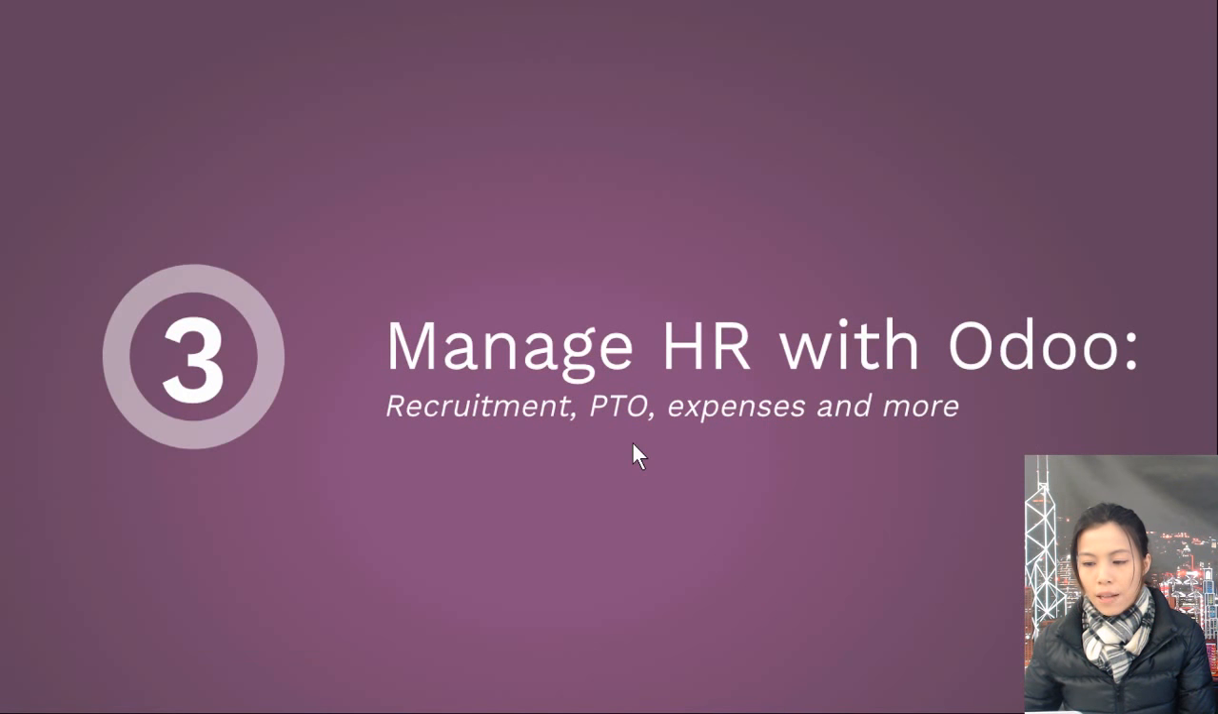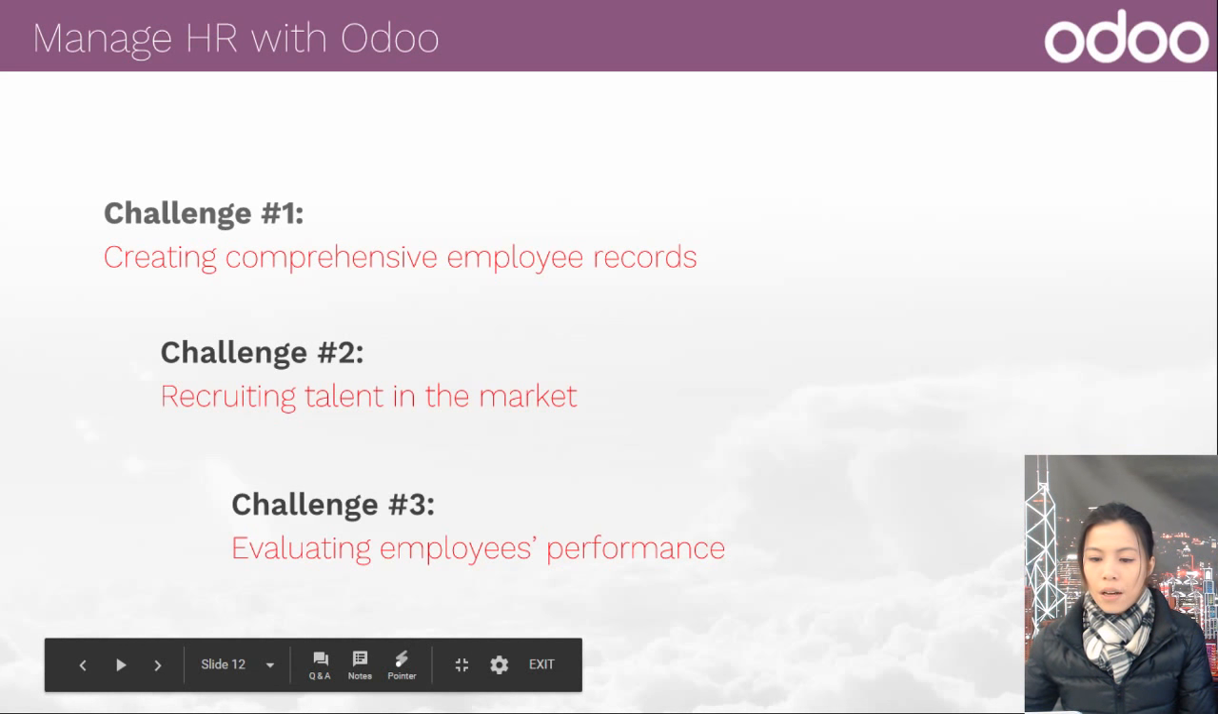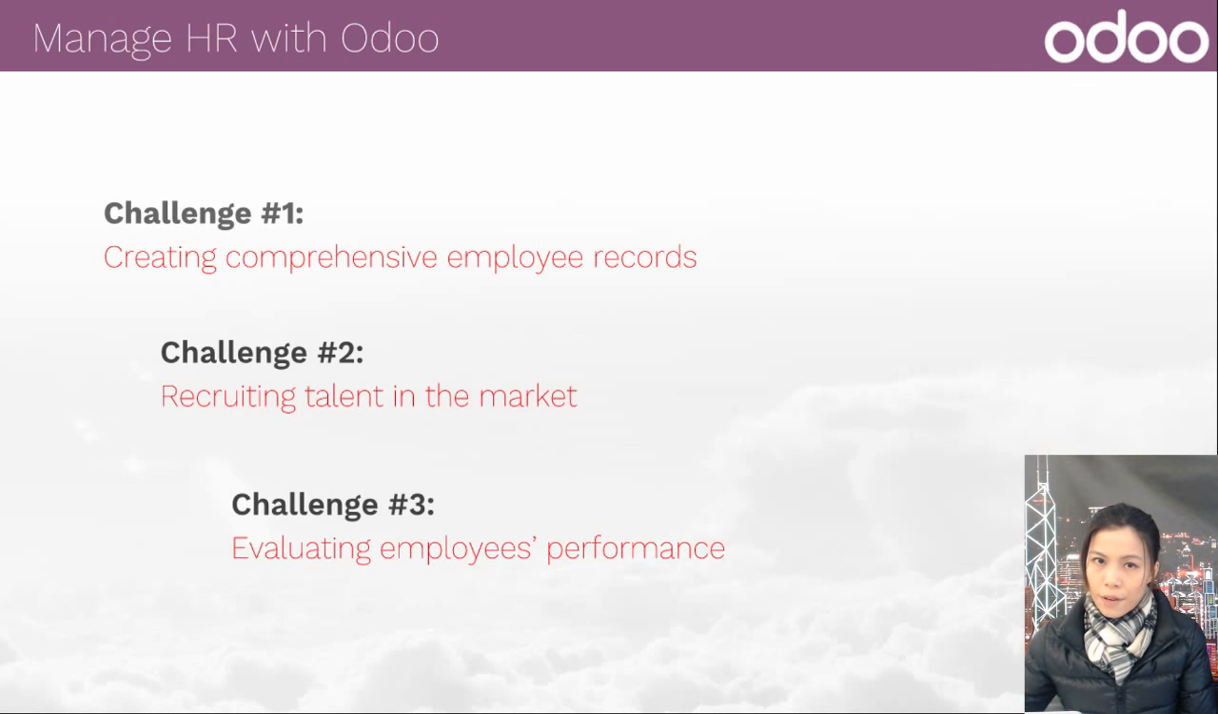So how do we manage? Today's topic is how do we manage HR with Odoo? I'm going to go through 3 different challenges with you today, and if we have time, we'll cover more of them. First of all, I will create comprehensive employee records, which is very important if you are growing your business, or even when you're starting but already employing. As your employee number adds up, it is important to keep a full record of their details.